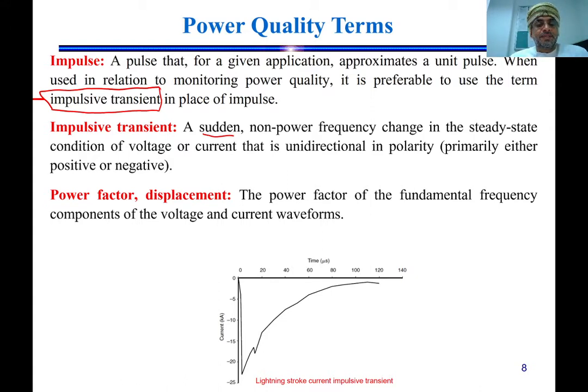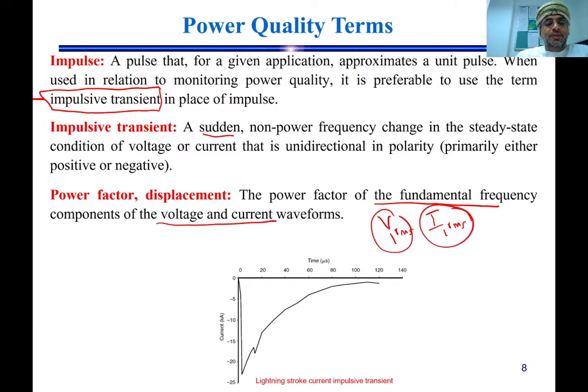Power factor displacement. So it is the power factor of the fundamental frequency component of voltage and current. So when we say calculate the displacement factor, that means we need to find the angle between the fundamental component of the voltage and the current. So the fundamental component, that's why I put 1. So the angle between those two, we call it displacement factor. Displacement factor or displacement power factor.